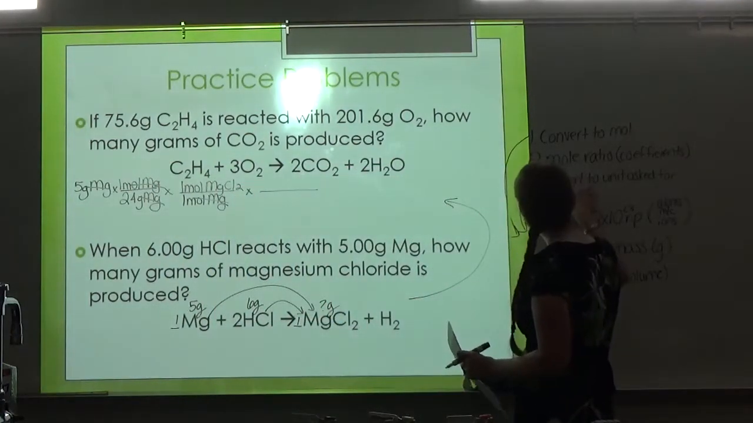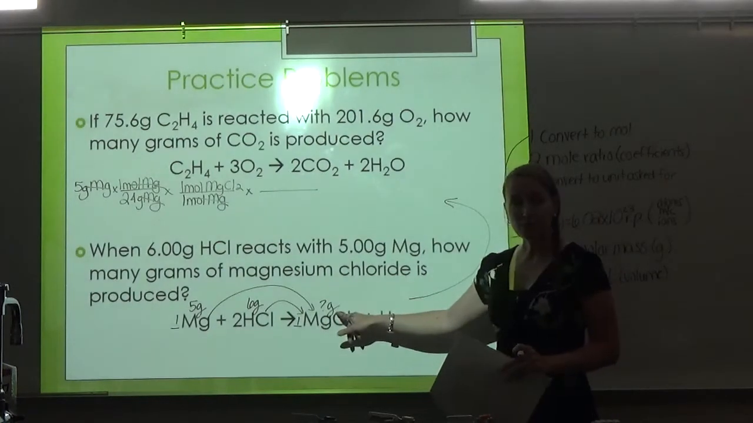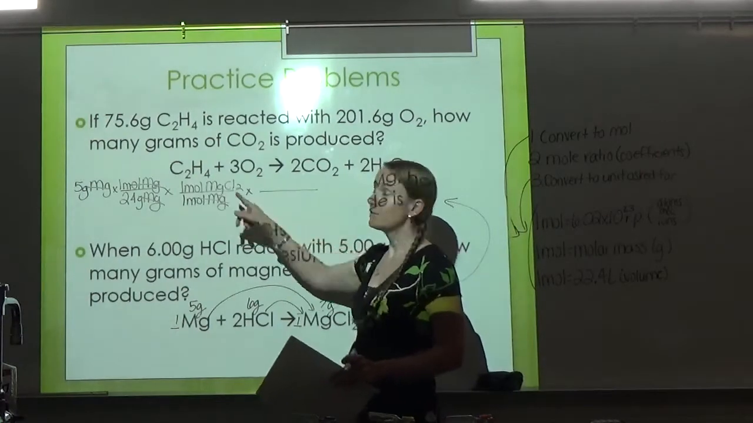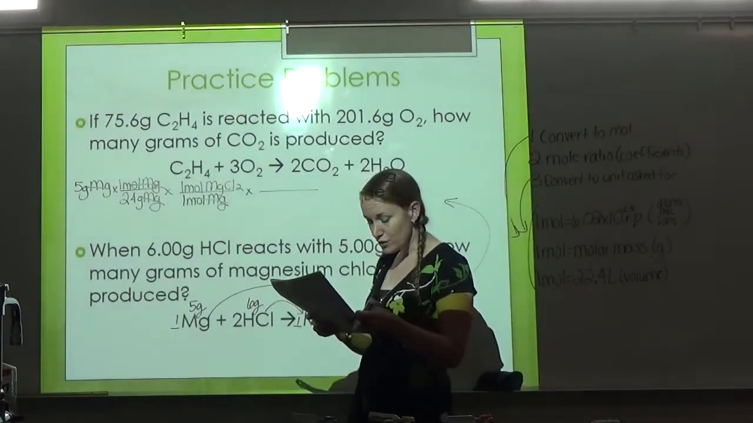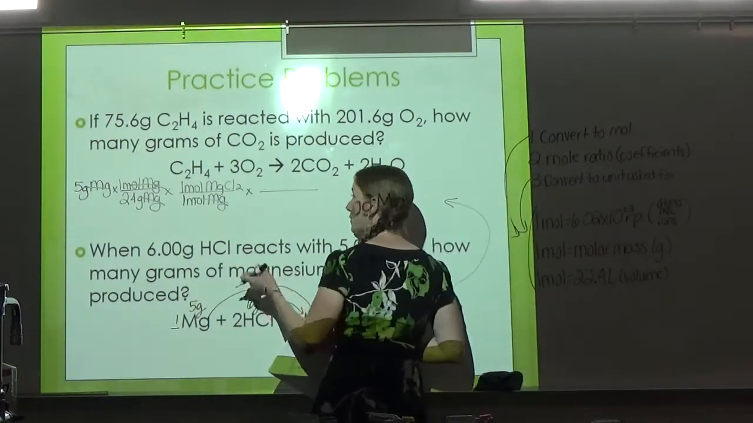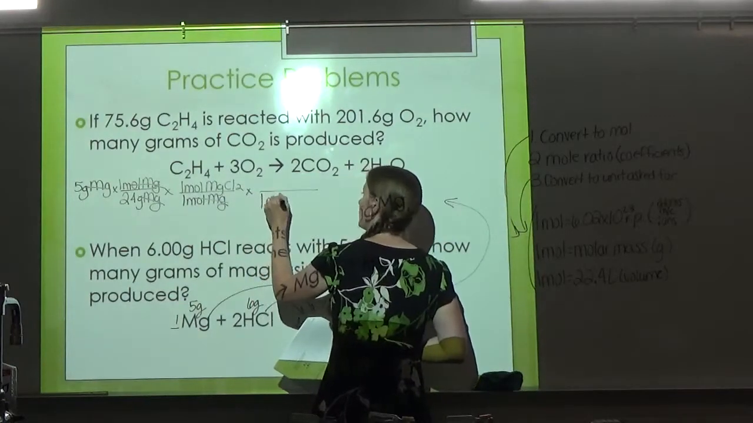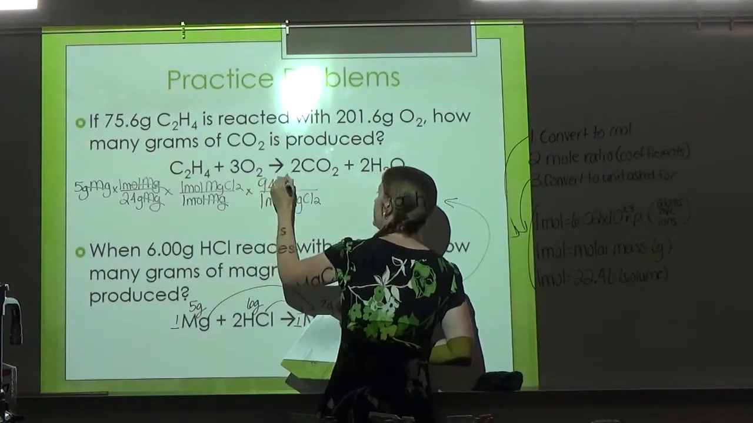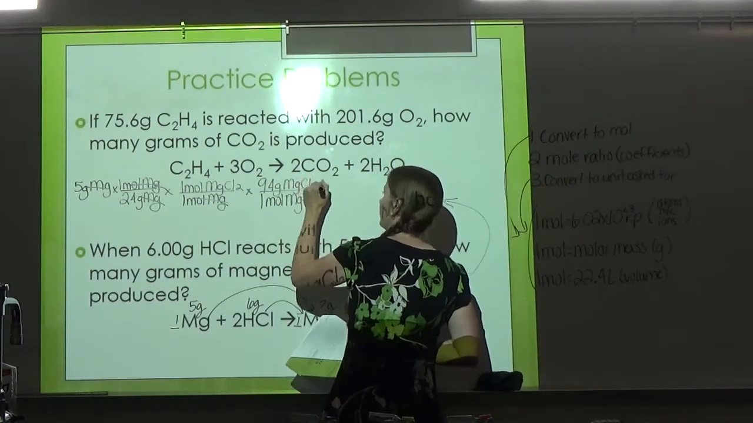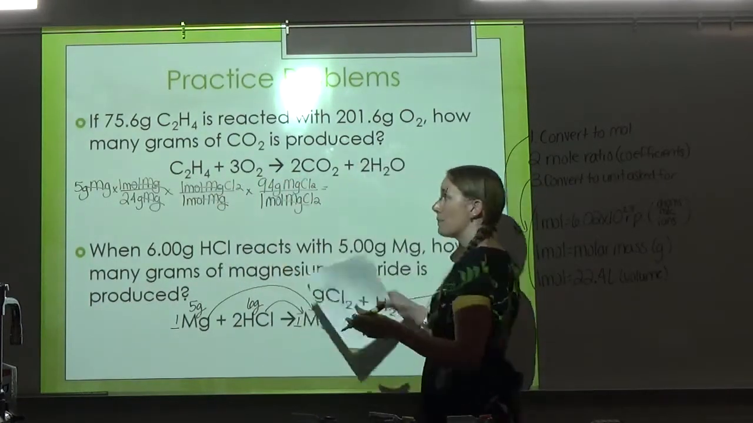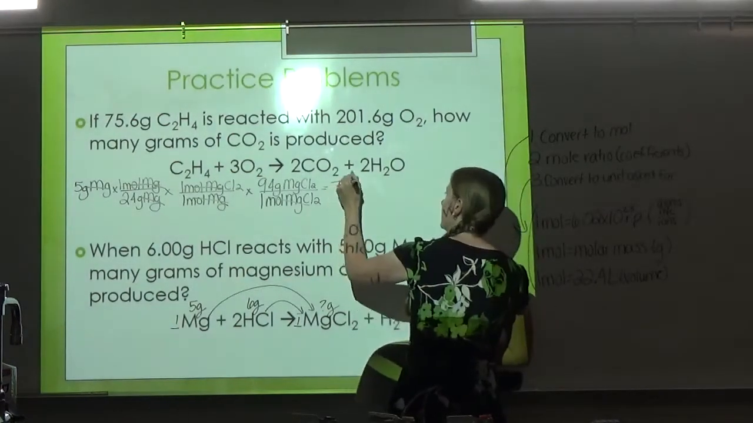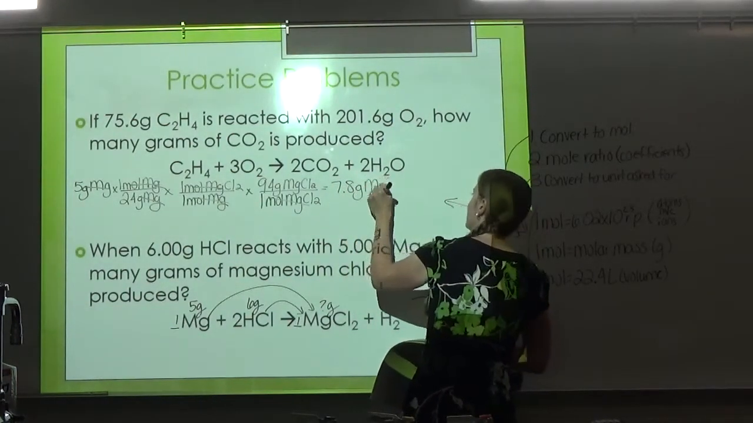Alright, so step 3 says convert to unit asked for. Well, they asked me for grams, so again, I'm going to use molar mass, but this time I'm going to add it up for MgCl2. And when you do that, you should get about 94 grams per mole. So since mole is on top, I'm going to put my 1 mole on bottom and my 94 grams on top. So then I multiply across the top, divide by the bottom, and I get about 7.8 grams of magnesium chloride.